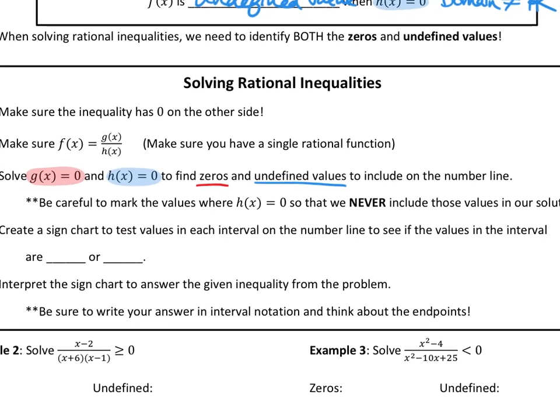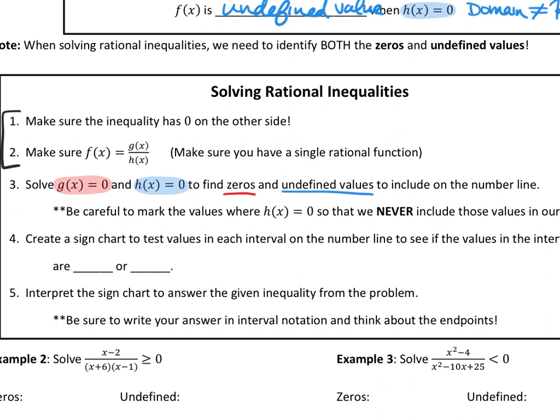Then we're going to test values on each interval on the number line to see if the values are positive or negative. That's what we've done before. So we're going to do a sign chart with a rational function. And then we'll interpret the sign chart to answer the given inequality, and we're going to write our answers again in interval notation. This is going to get a little complicated with the endpoints because no matter what inequality I give you, the undefined values will always have parentheses because of the open circle. So you're going to have a mix of brackets and parentheses in these kinds of questions because you could have it be equal to a 0, but definitely not equal to an undefined value.